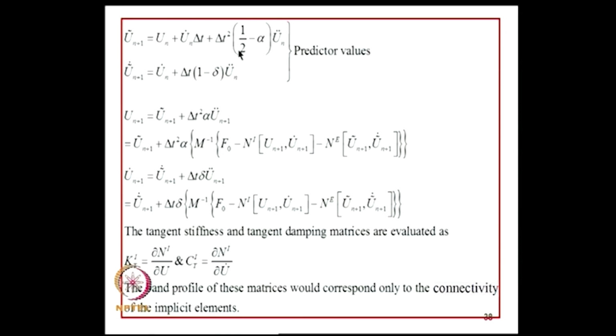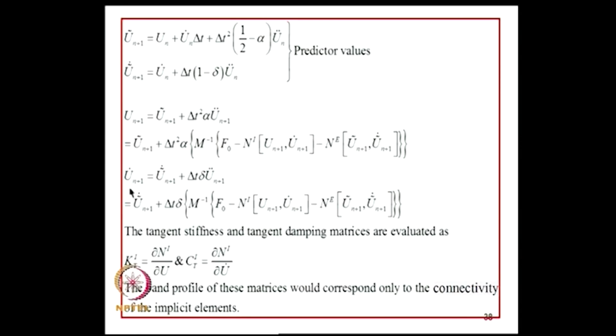So, these are the predictor values as before, and I get u n plus 1 as the predictor plus this, which now I will write for u double dot n plus 1. In the implicit scheme I wrote simply the governing equation here, in the explicit scheme I used the predictor equation. So, here what I am doing is splitting: for implicit elements I am writing Ni with current u n plus 1 and u dot n plus 1 retained as they are. For explicit elements I am using the predictors. So, the effort to solve the nonlinear equation is now related to this Ni.